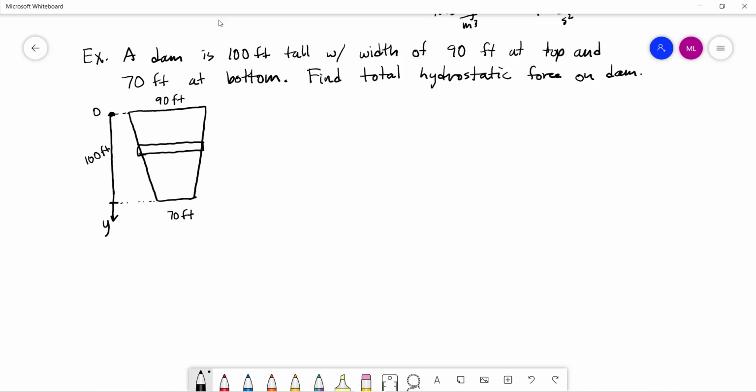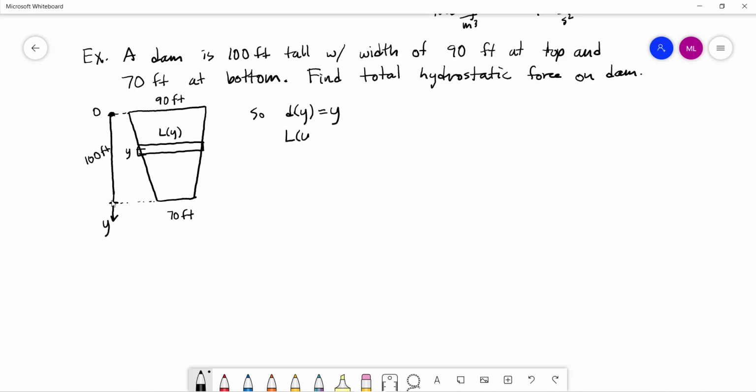But really, the hard part is going to be figuring out what is this distance L of y? How does this horizontal distance across vary with the depth y? And so again, this is our depth y right here. Our depth is going to be easy. It's just going to be y. It's 0 at the top, and by the time you get down to y equals 100, we're at the bottom of the dam. So the depth d of y is just going to be y.